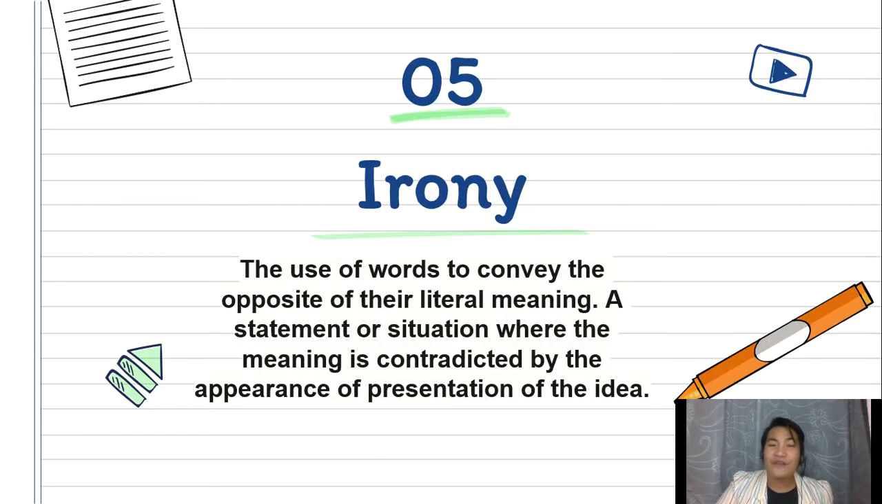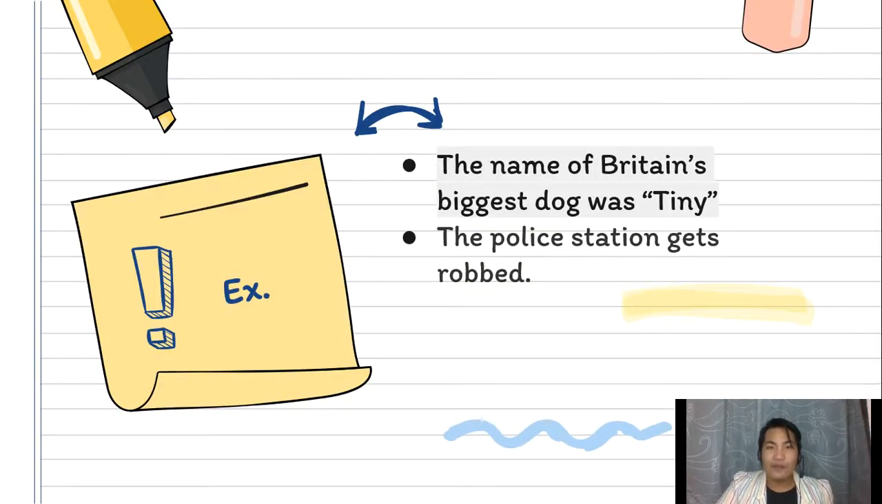Number 5, irony. The use of words to convey the opposite of their literal meaning. A statement or situation where the meaning is contradicted by the appearance or presentation of the idea. Example, the name of Britain's biggest dog was Tiny. Or, the police station gets robbed.